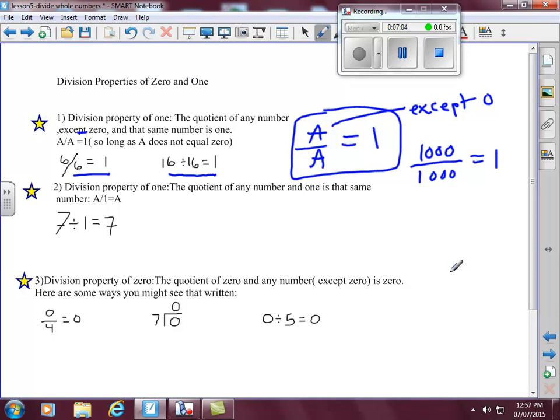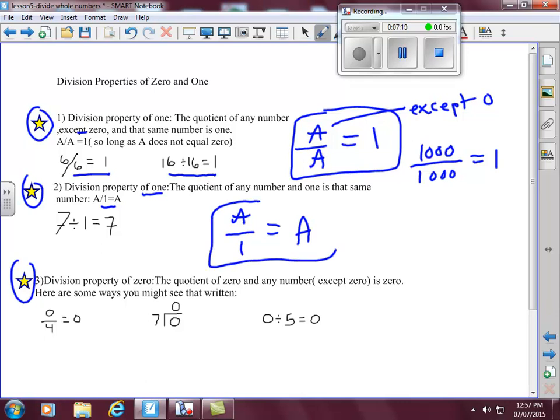Division property of 1. So by the way, everything with these stars, right? Devote these to heart. Division property of 1. There's another division property of 1, and that's here. Anything divided by 1 is itself. Well, if you think back to just numbers, 7 divided by 1 is 7. 8,000 divided by 1 is 8,000. So we're just tagging that and saying, hey, anything divided by 1 is itself. And that's a division property of 1.